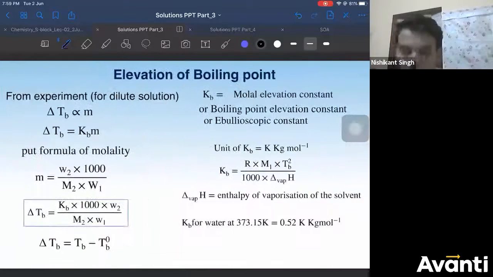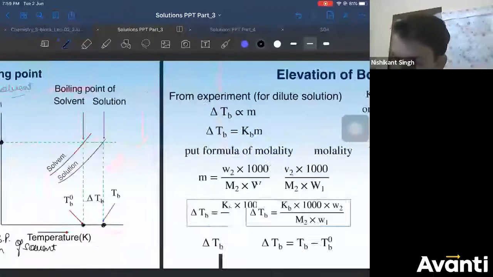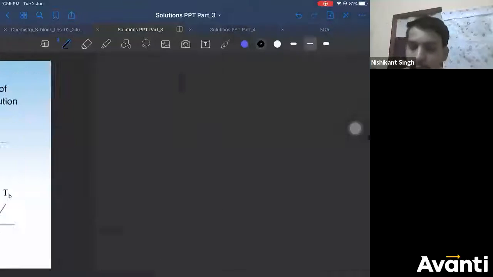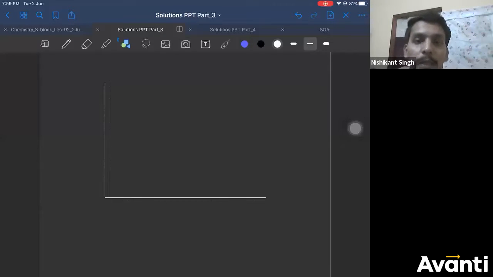Right, now let's move ahead to our next graph. The next graph is again very important, so all of you, please pay attention to it. I'm drawing the graph here. See carefully, right?